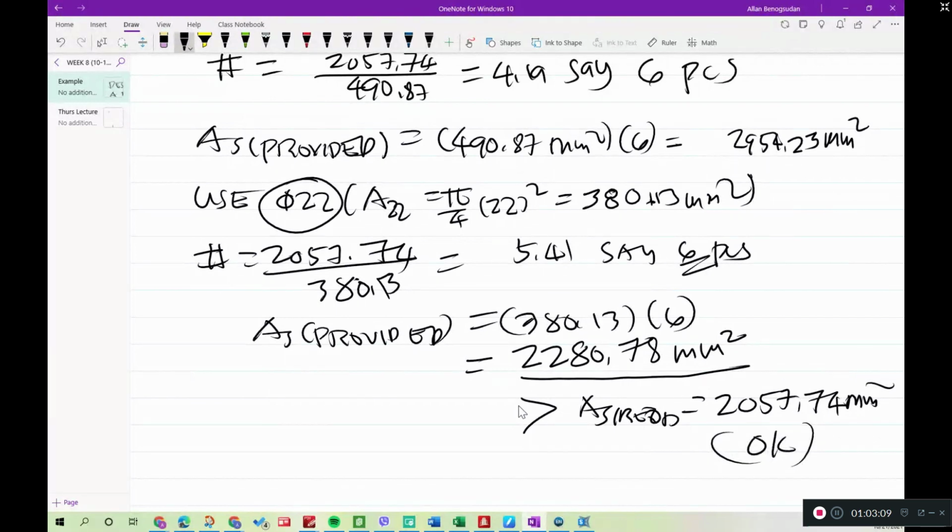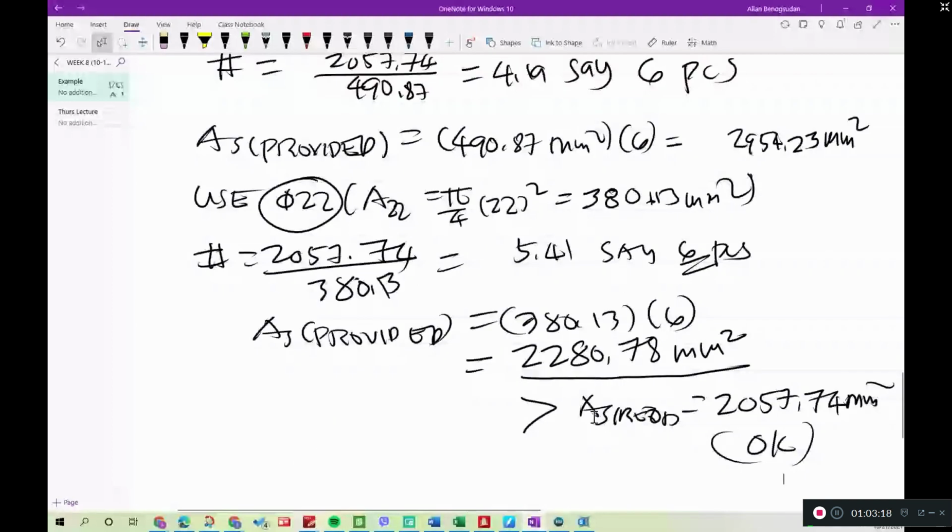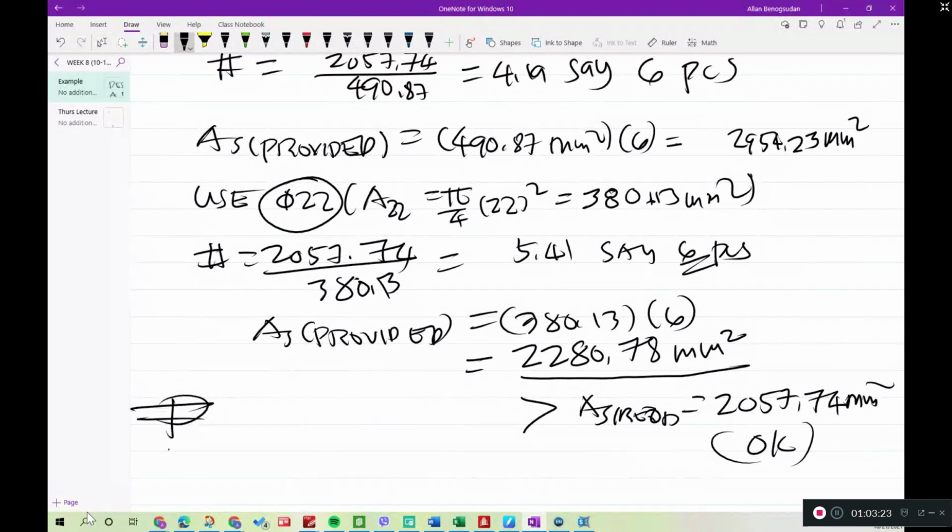So in this illustration, you can try 20 millimeter if it is still possible, since it is 2057. But what we are trying to do here is talk about economy. Not so much on that, I think. Just see to it that the FY is the same. Do not change it, do not use 40 for one.